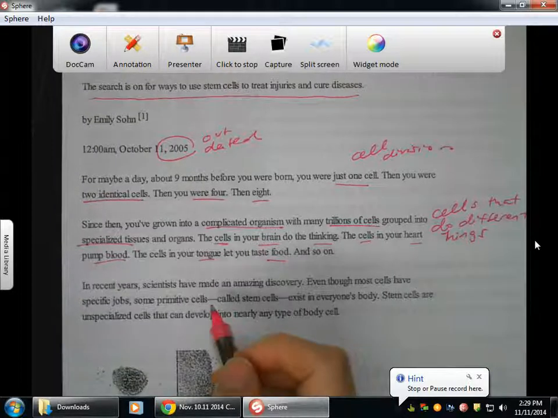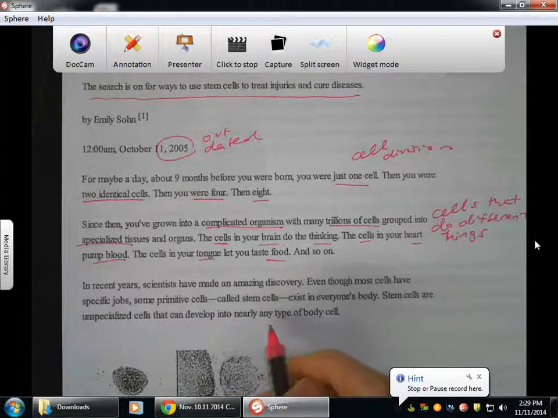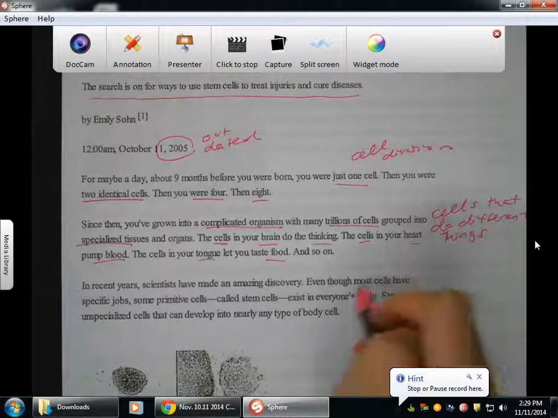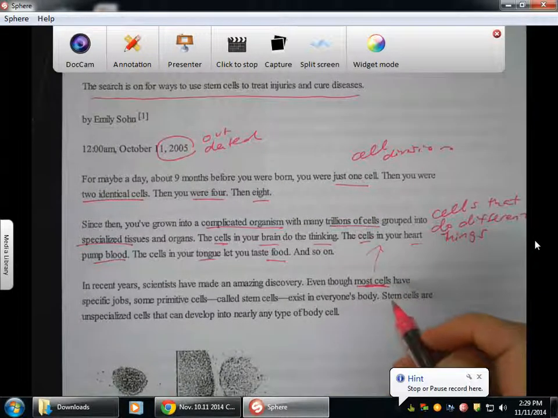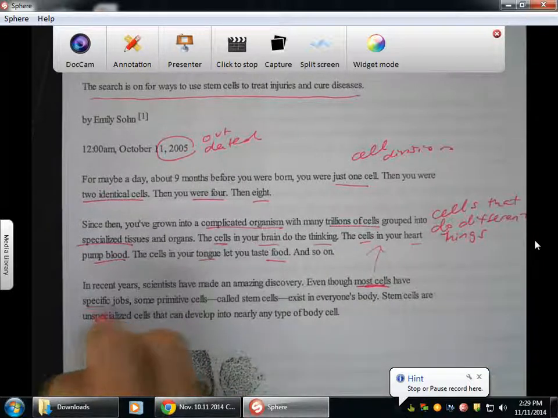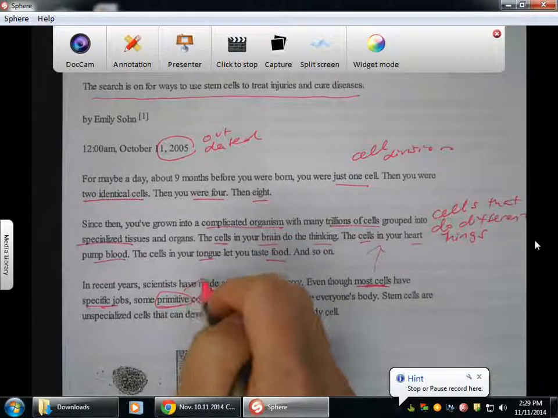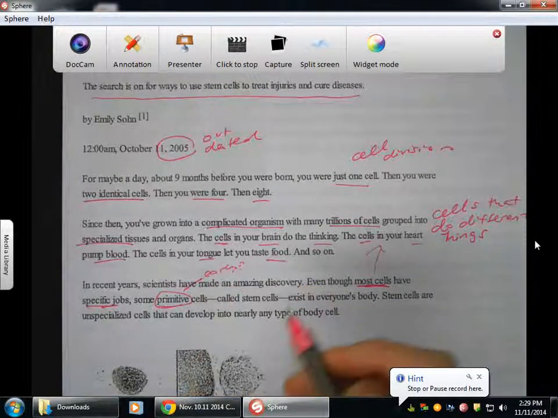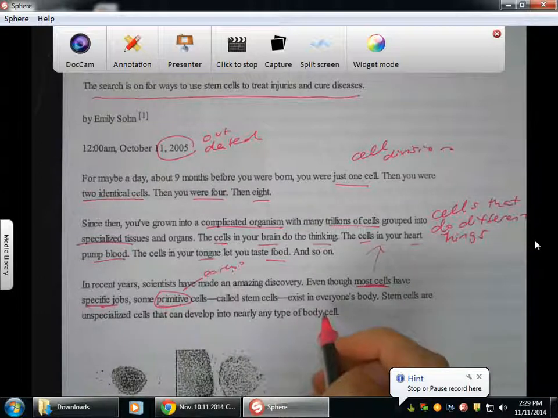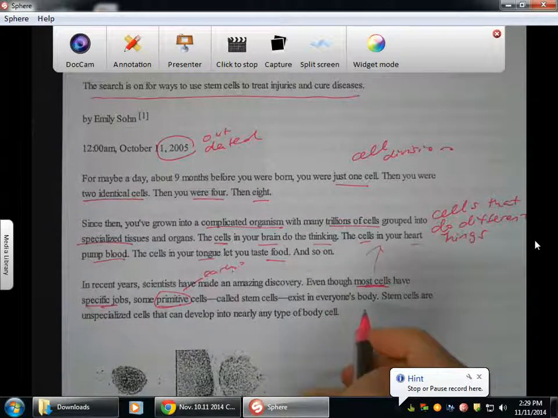In recent years, scientists have made an amazing discovery. Even though most cells have specific jobs, some primitive cells called stem cells exist in everybody's body. Stem cells are unspecialized cells that can develop into nearly any type of body cell. So most cells, like the ones they were talking about up here, have specific jobs, but the primitive cells, I think that I've heard that before. Primitive means early, I think. So that's called stem cells. They exist in everyone's body.